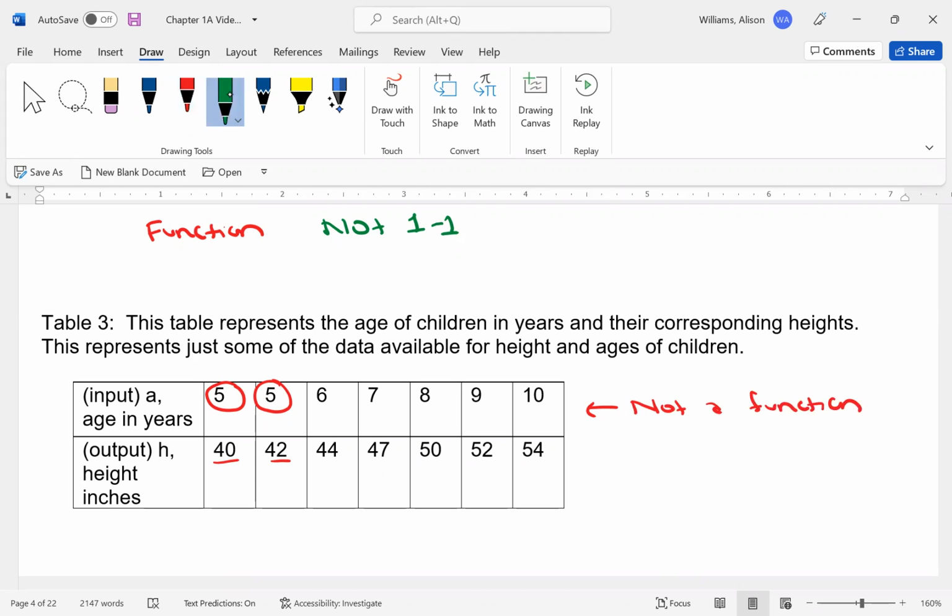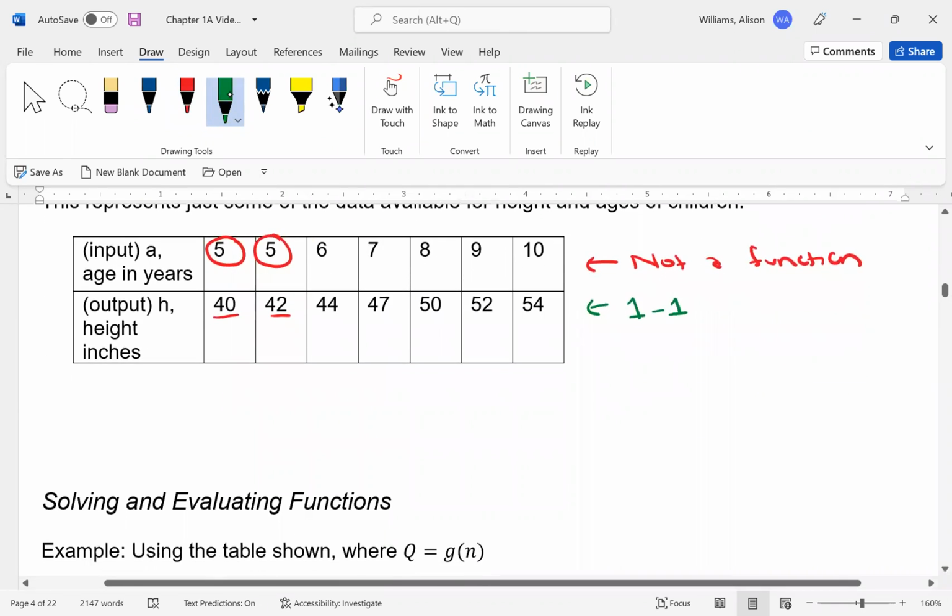It is, however, one-to-one. In this case, it happens to be one-to-one. That's funny, right? Because we see no repeats there. Not necessarily if they kept doing it, but there we go. Okay, so next video, we'll move on to the next part.